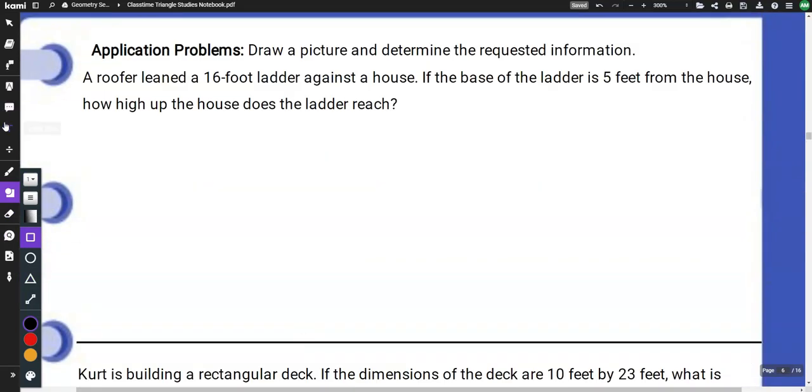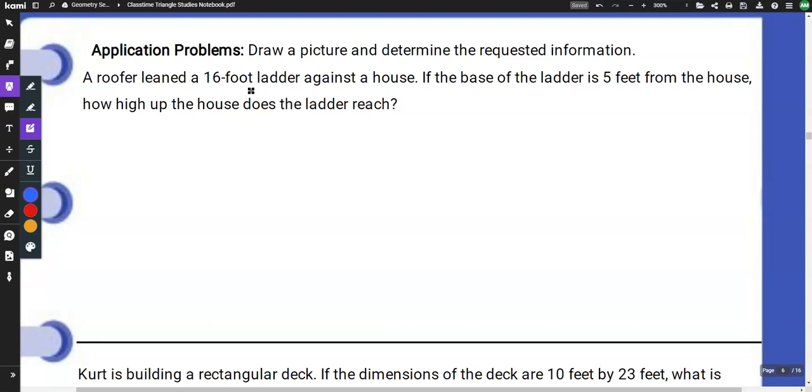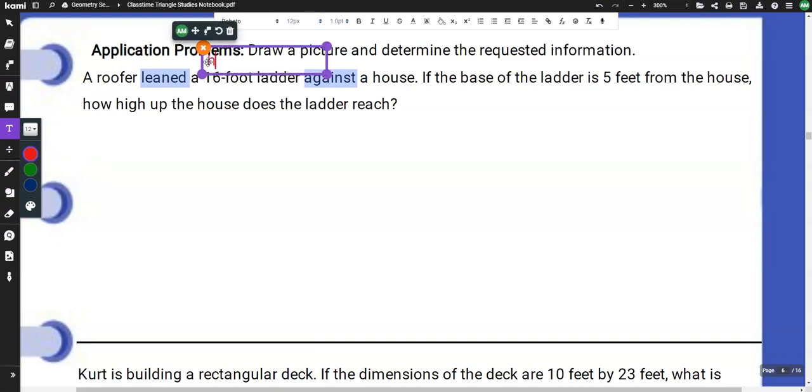All right, now we're going to do some application problems. We're going to draw a picture and determine the requested information. Now, again, the pictures do not have to be very good. I'm going to show you how simple mine are. A roofer leaned a 16-foot ladder against a house. If you see that anything is leaning against, or ramps, they are always the hypotenuse. In most cases, the ladder tells me it's a hypotenuse because in math problems, ladders always just lean up against things. So this is going to be my hypotenuse.